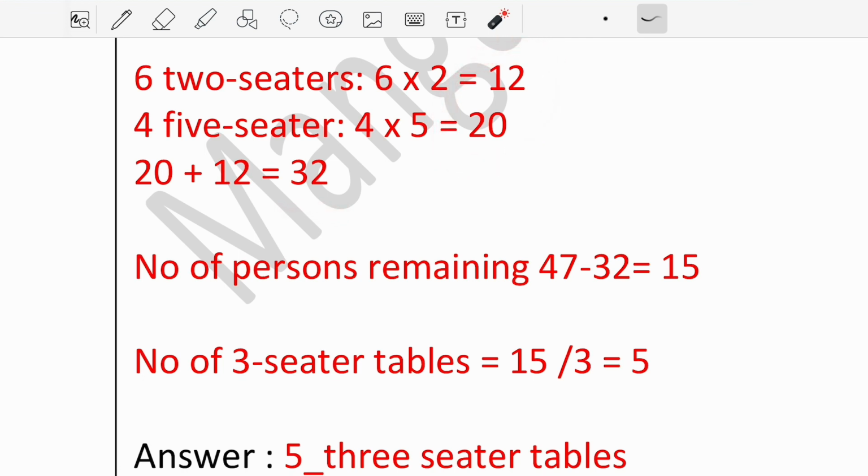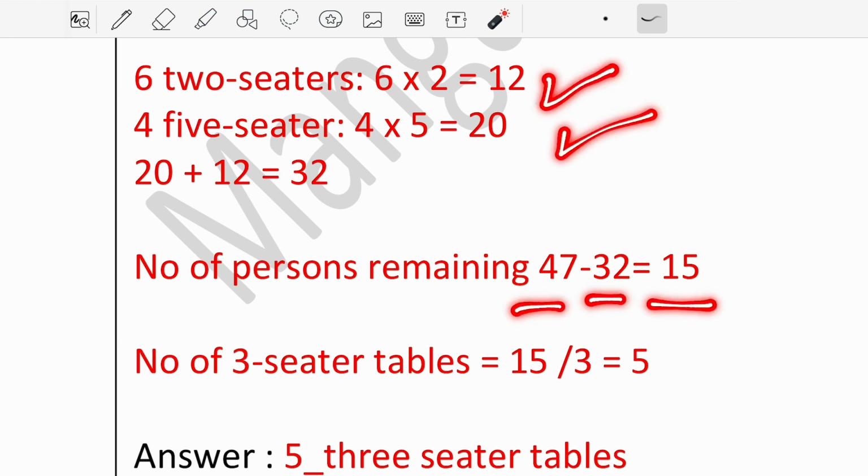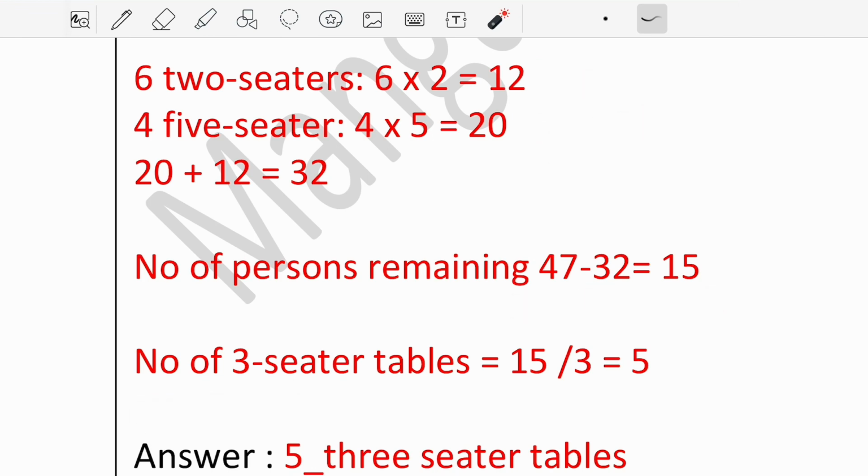We have a total of 47 seats. So we minus the 2-seater and 5-seater, and we'll remain with 15 seats for the 3-seater tables. 15 divided by 3 will give us 5, so we have 5 three-seater tables.